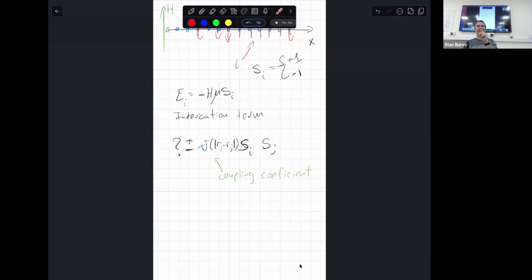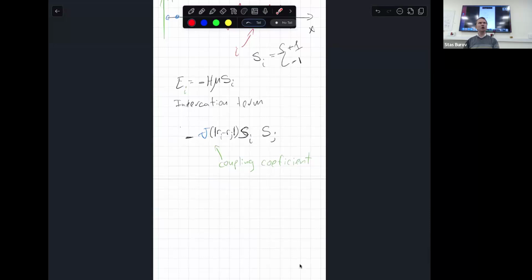Now, we want them to be aligned. Therefore, the contribution of the interaction should be negative, okay? We already know that the system prefers always to go into the lowest energy, okay? So this is what we pick. We erase the plus and we take the minus, okay?